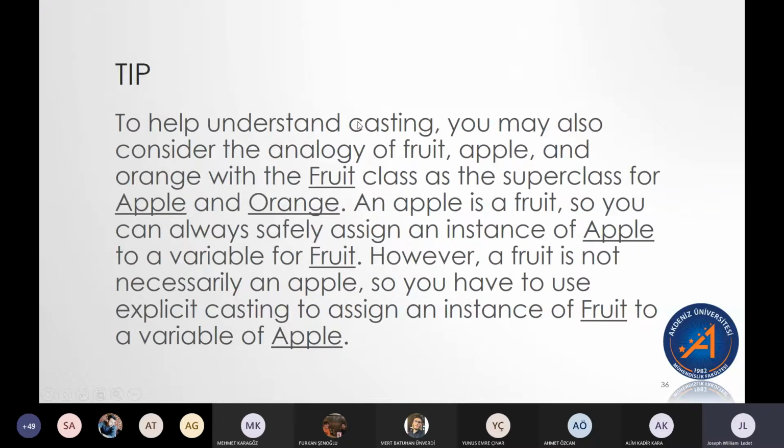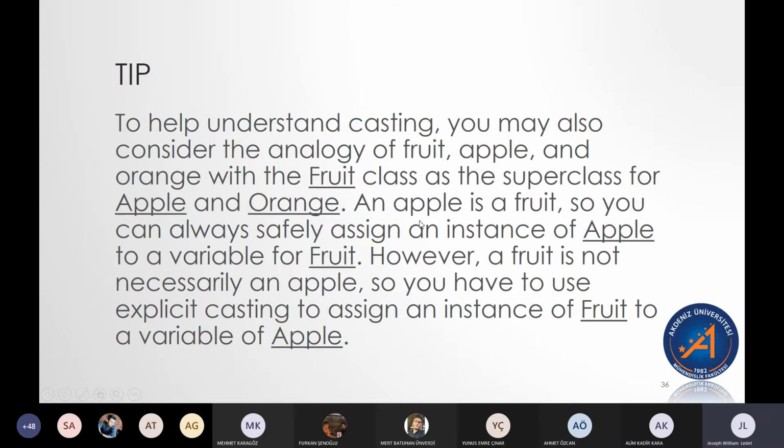Maybe to help understand casting, we may consider that a fruit is a superclass because fruit is something overarching, a much more general explanation of something. We would say an apple is a fruit, an orange is a fruit, but if we have a fruit, we don't know if it's an apple or an orange or a banana or something else.